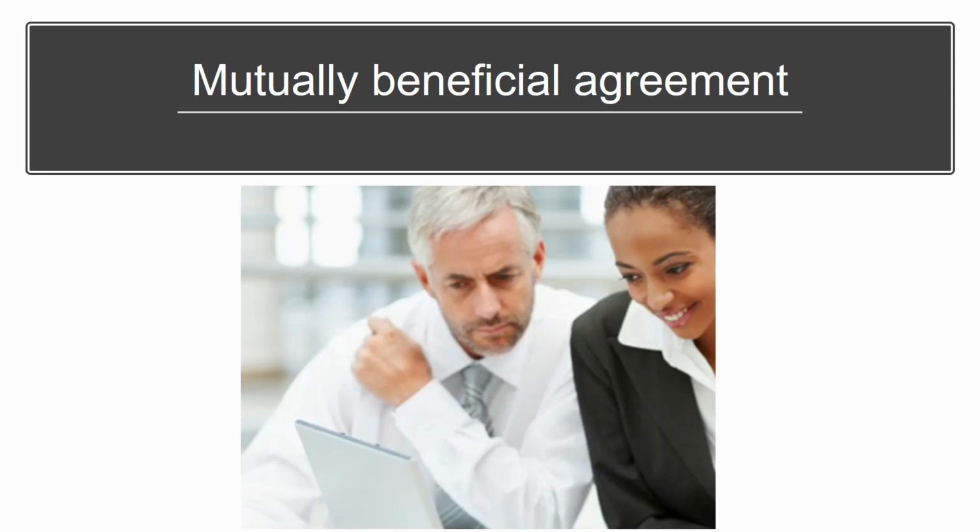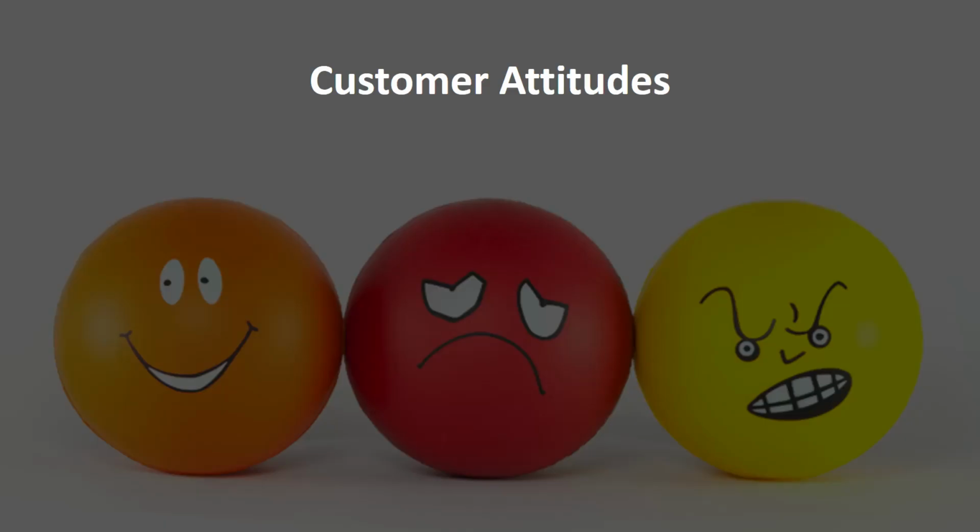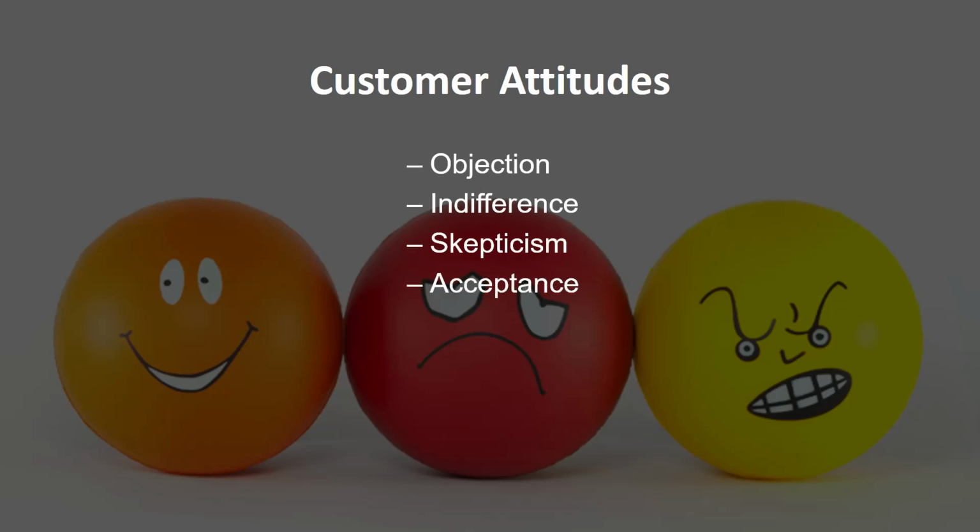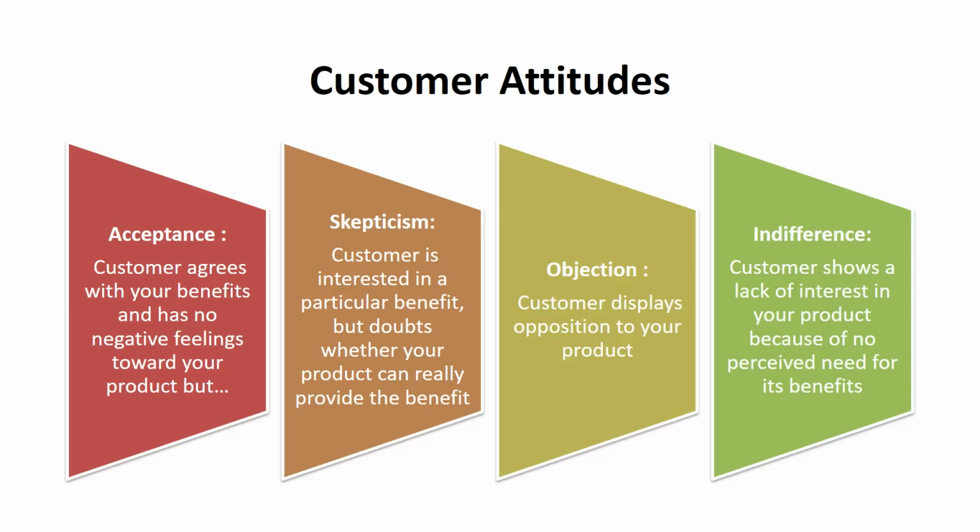Before we get there though, let's look at customer attitudes when it comes to how they negotiate and how they comport themselves. So customer attitudes, right? Objection, indifference, they could use that as an attitude. They can also use skepticism, and they could also use acceptance. So let's take a closer look at these customer attitudes.